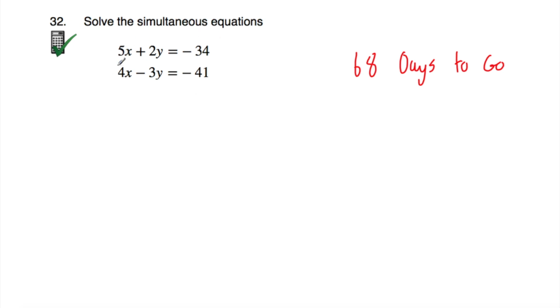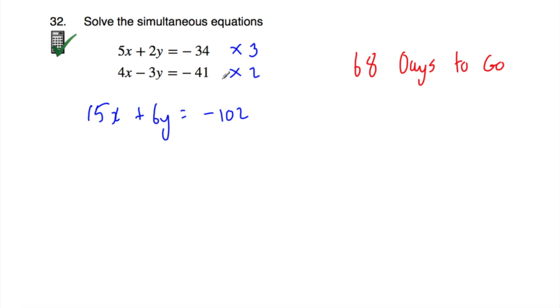So we want to find out our values of x and y, so let's multiply the top equation by 3 and this equation by 2, and that'll give us 6y and minus 6y. So let's multiply the top equation by 3, so that'll give us 15x plus 6y equals, and then it's a calculator question, so minus 34 multiplied by 3 is equal to minus 102.